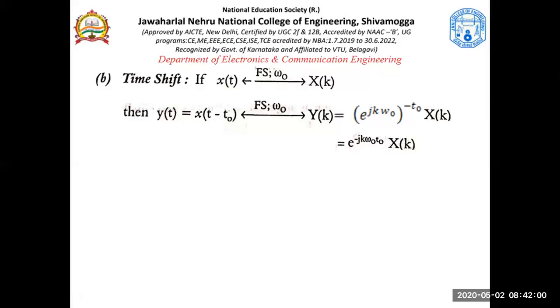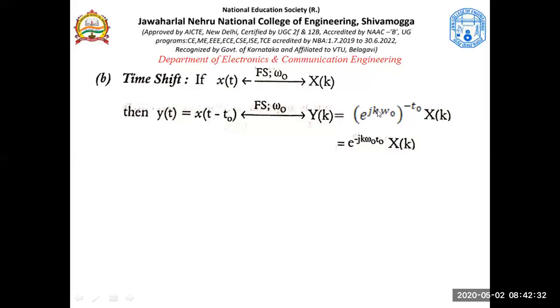Understand this point? Now you can just compare this with the Z transform time shift. In Z transform, what is the Z transform of x of n minus n naught? The Z transform of x of n minus n naught is z to the power minus n naught into x of z. So you can consider this as z in this case. In the frequency domain, this is z.